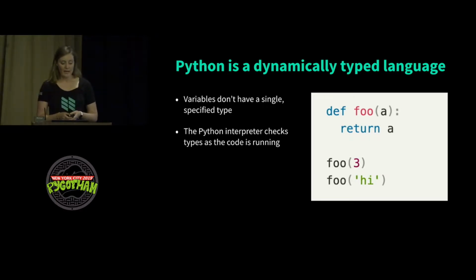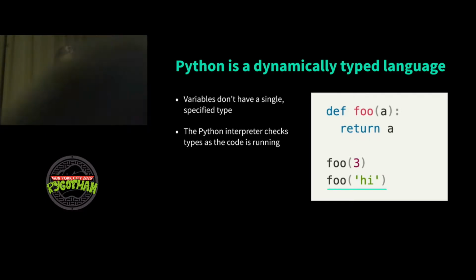The argument a to this function foo doesn't have a specified type. On subsequent calls to foo, we can pass it variables with different types. The first time we call foo, we pass it 3, which has type int. The second time we call it, we pass it a string, hi. And the value of a has type string. The important thing here is that it's OK in Python to pass variables of different types to this function.